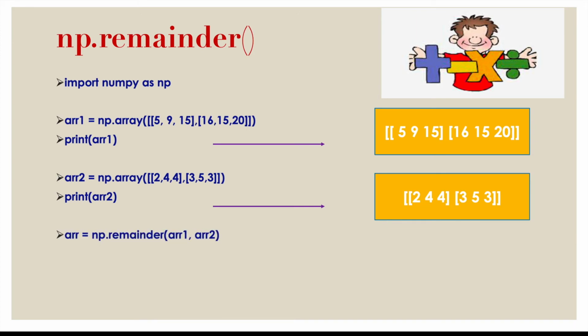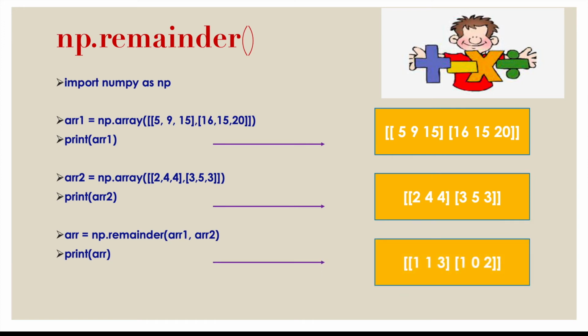Now we call the np.remainder function and then we pass array 1 and array 2 as its argument. So this will create a third array where each element will be the remainder of the corresponding elements at the same position of the two arrays, which we are passing as argument to the remainder function. This remainder function is also producing the same result as the np.mod function.